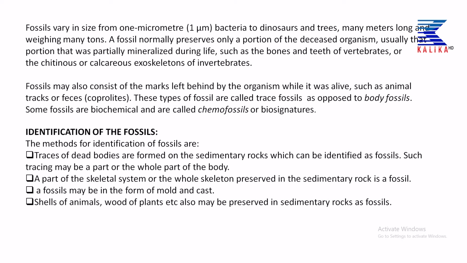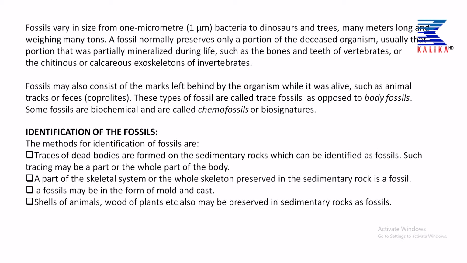That statement shows that a fossil normally preserves only a portion of a dead organism, usually the portions that were partially mineralized during life, such as bone and teeth of vertebrates, or the chitinous or calcareous exoskeleton of invertebrates. That means the strongest part of the exoskeleton of invertebrates, like the shell or covering of a snail. That is the exoskeleton. Fossils may also consist of marks left behind by the organism while it was alive, such as animal traces, tracks or feces, meaning their excretory substances.